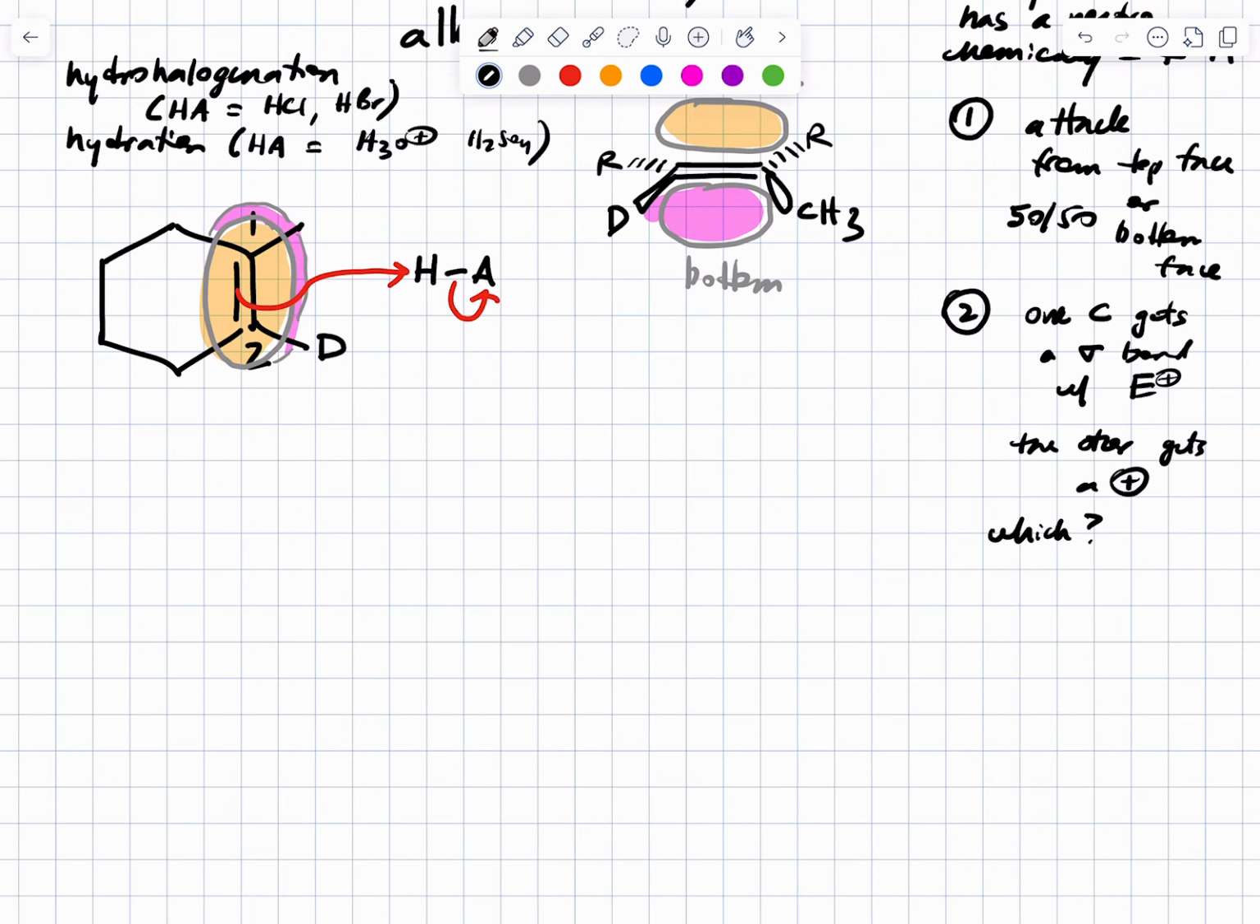Now we have to decide who gets the hydrogen and who gets the positive charge. Which do you think? One or two? C1 should get which? The plus. Why? More substituted carbocations are more stable. Why? Hyperconjugation. Why? And then the answer to that is squirrel. God made it that way. Yeah, just distraction at that point.